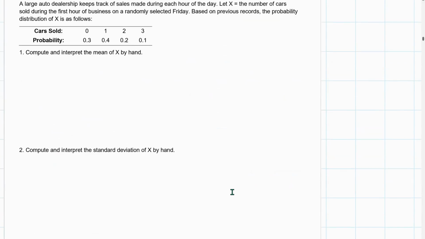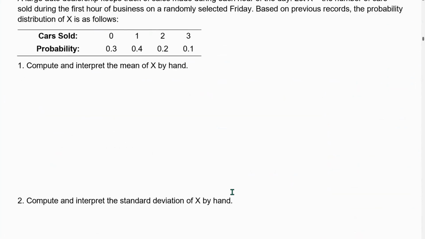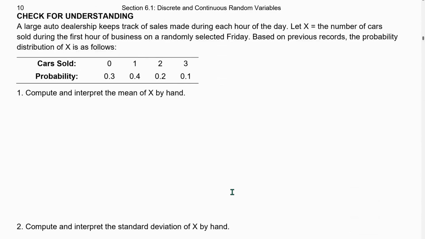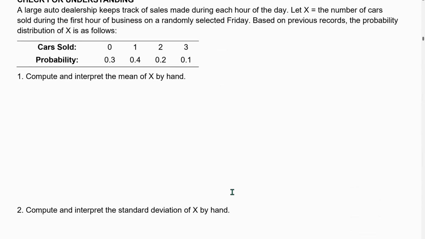Let's do this calculation both ways, knowing that we're not often asked to do it by hand, but we are asked to show our work. So in this case, a large auto dealership keeps track of sales made during each hour of the day. Let X be the number of cars sold during the first hour of business on a randomly selected Friday. Based on previous records, the probability distribution of X is as follows. Compute and interpret the mean of X by hand.